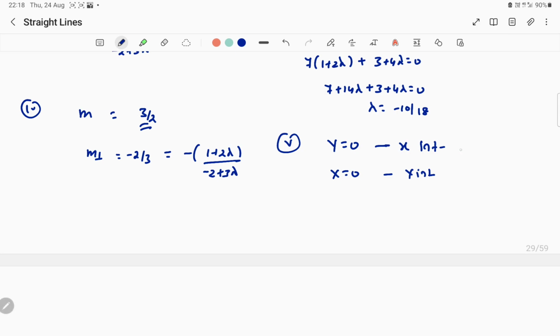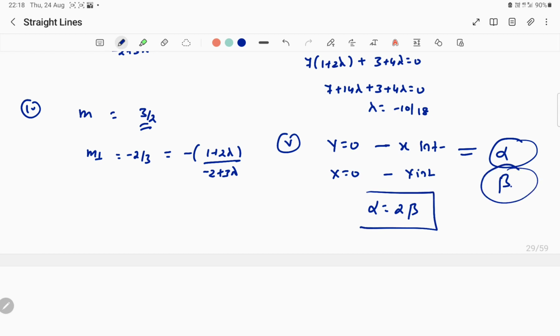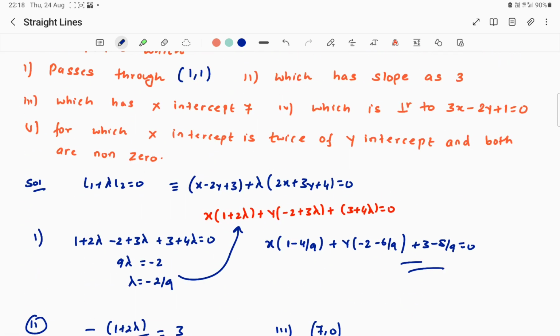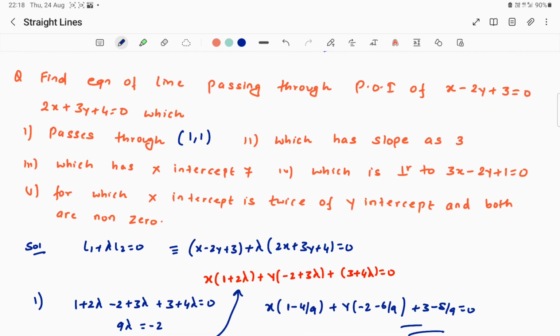Now what they are telling is that the x intercept is twice the y intercept. Suppose from here you will be getting some constants and lambda terms. Let me call this alpha and this beta. So what you have to do: x intercept is 2 times beta. Here you have a quantity in terms of lambda, here you have a quantity in terms of lambda. Equate them, get the value of lambda and substitute the lambda inside the equation. So the idea I have given, the calculation part I will say that you do it on your own and get it done. I hope you are clear.